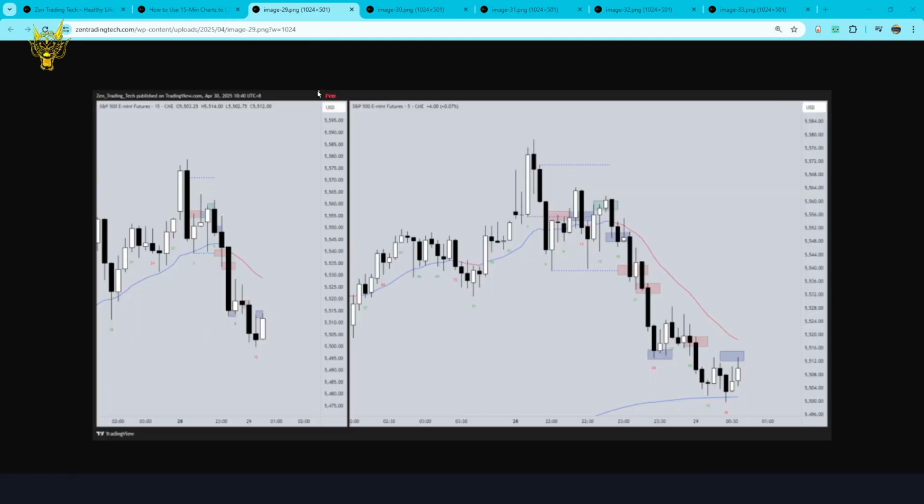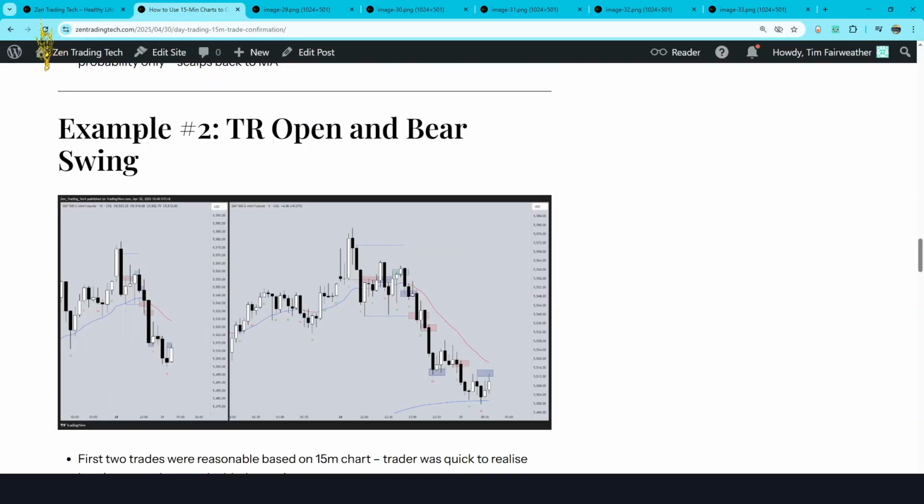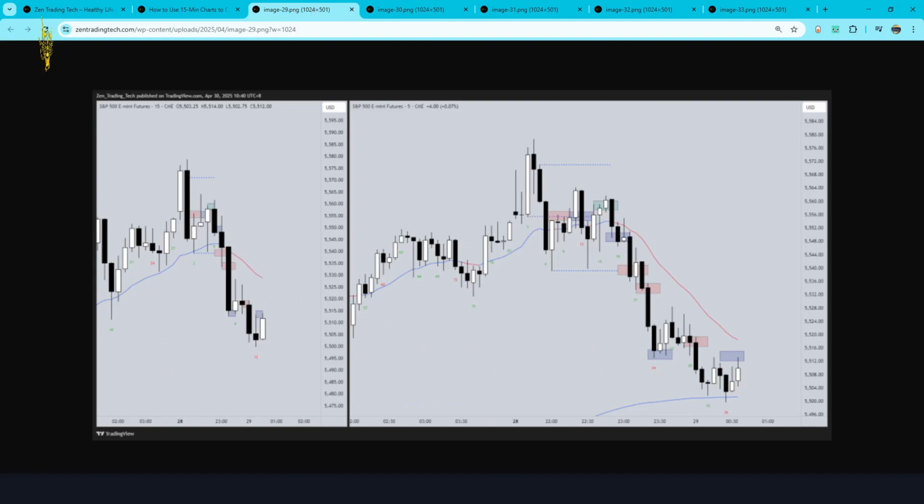What about on this chart? If you're following along on the blog post, example 2, trading range open and a bear swing. On the 15-minute chart here, we've got a bull breakout which triggers. Now that's important. If there are bulls that have bought above that bull bar, they're probably going to buy below and a stop down here.